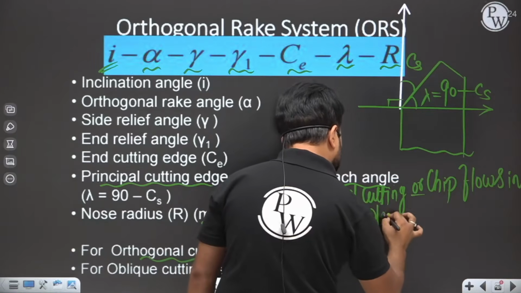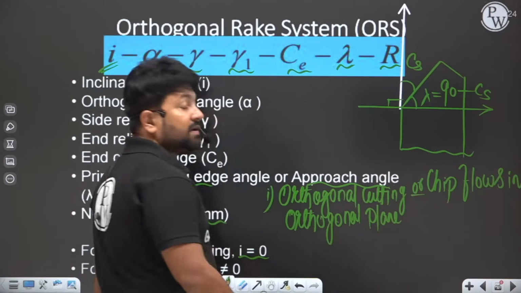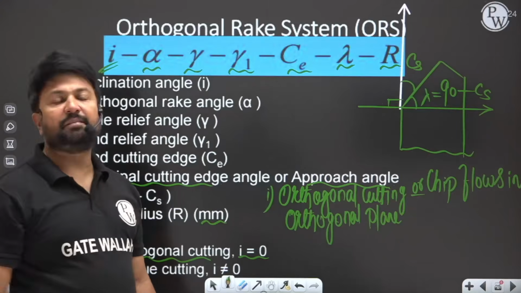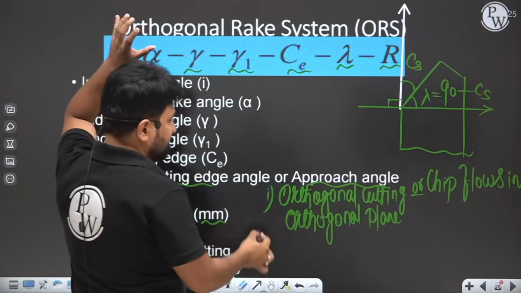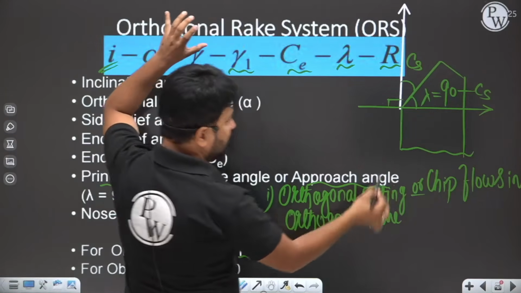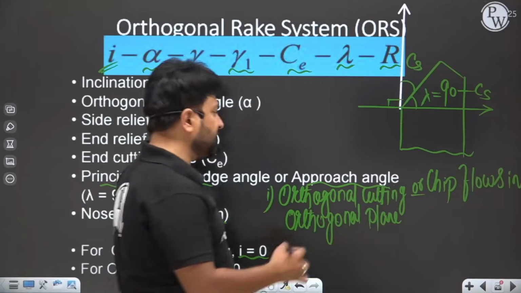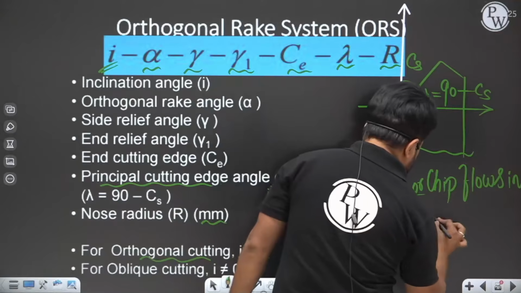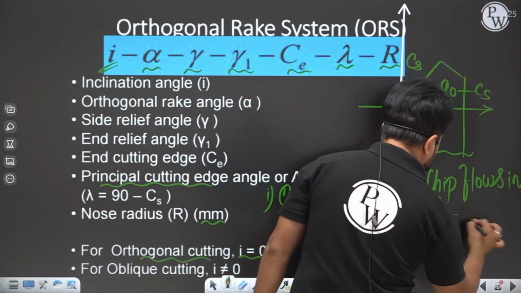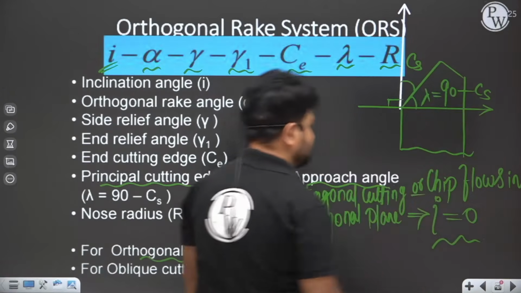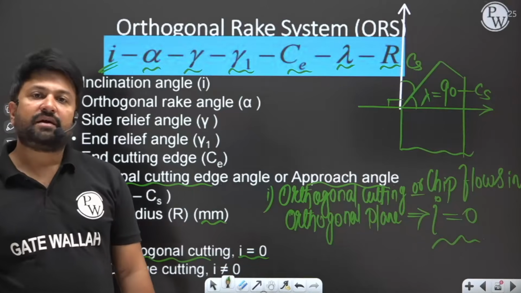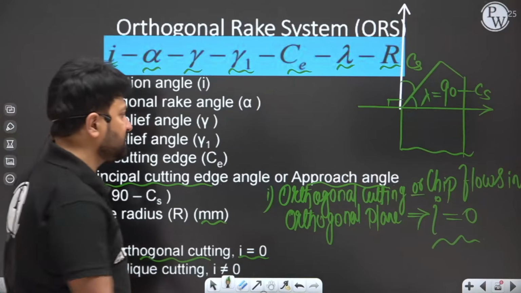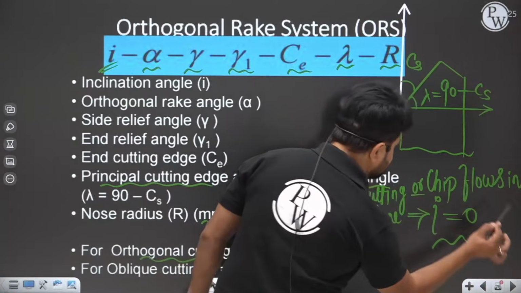Orthogonal plane. What does that mean? The meaning of both the statements is the same. Orthogonal cutting, or chip flow in the orthogonal plane, means it is orthogonal cutting. In both cases, you have to take the inclination angle as 0.